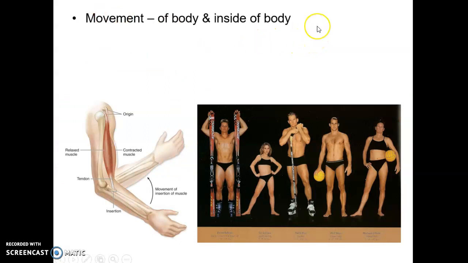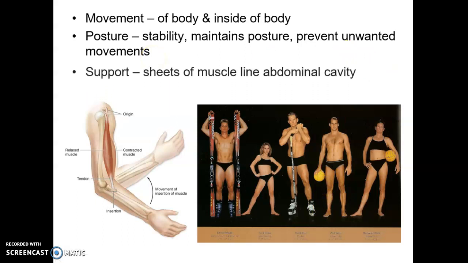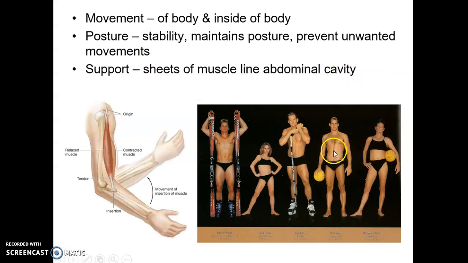For example, the initial phases of swallowing are achieved through the contraction of skeletal muscles in the mouth and in the upper portions of the throat or esophagus. Muscles give us posture and stability; they help us maintain posture if you're standing upright or sitting upright, and help prevent unwanted movements. Support: sheets of muscles, for example, that line our abdominal cavity, support our internal organs or visceral organs or viscera.